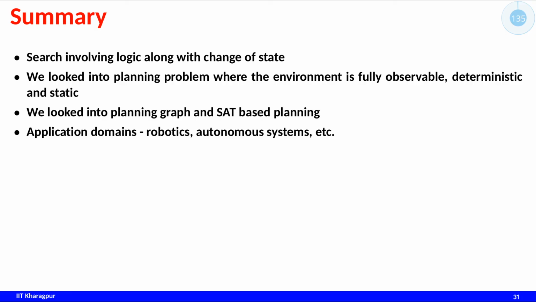What we have seen is that planning involves search along with logic, and also a change of state. We looked into the planning problem where our environment is fully observable, deterministic and static. The moment you relax any one of these criteria, the problem becomes pretty challenging. We also saw the planning graph and set-based planning, which have a lot of applications in many domains like robotics and autonomous systems.